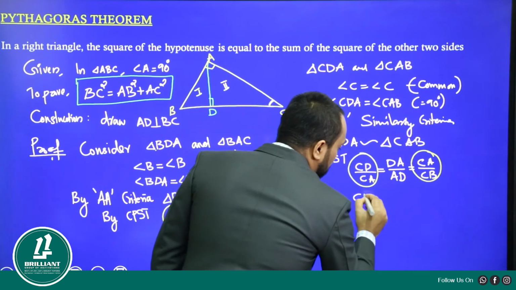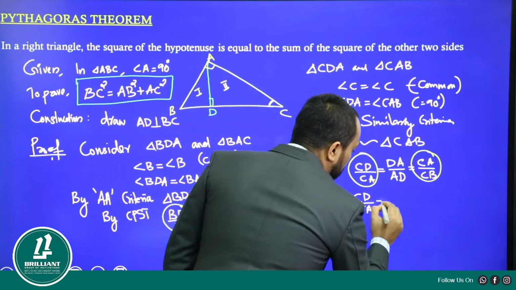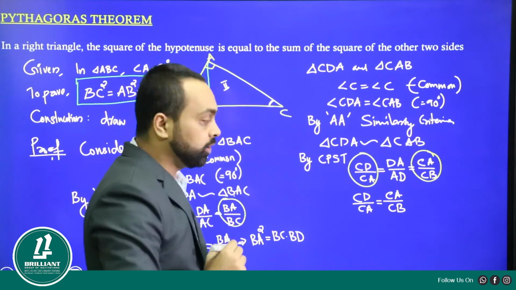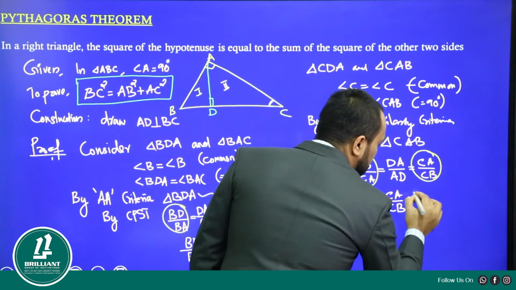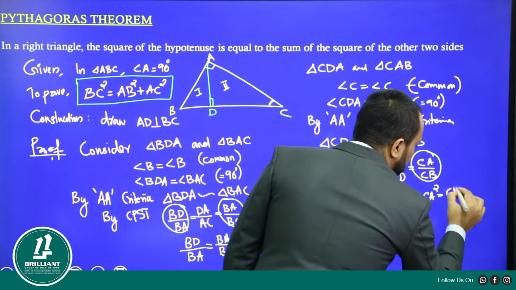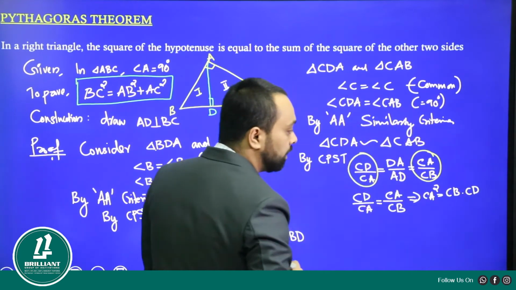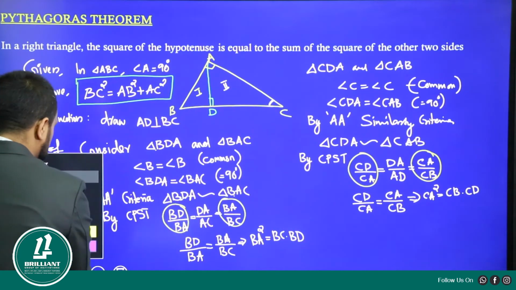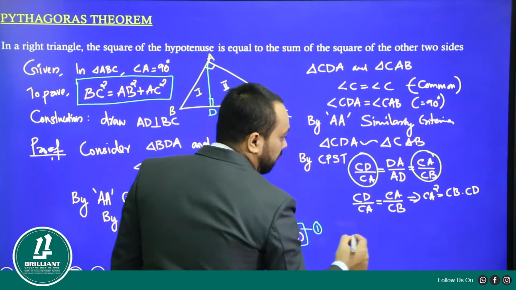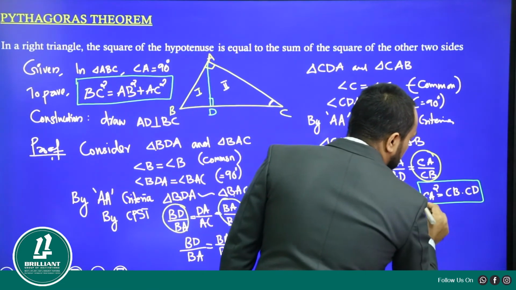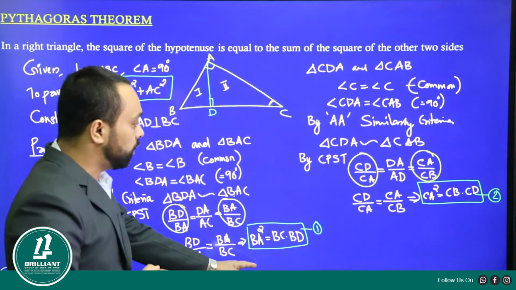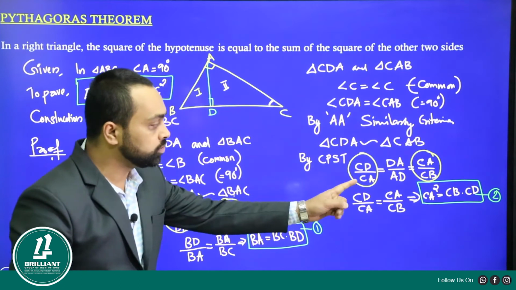CD by CA is equal to CA by CB. By cross multiplying we are getting, which implies CA square is equal to CB into CD. So we are getting two equations. Previously we got one equation like this, we can name it as number 1. Here we are getting one equation like this, that is number 2. BA square is equal to BC into BD and CA square is equal to CB into CD.